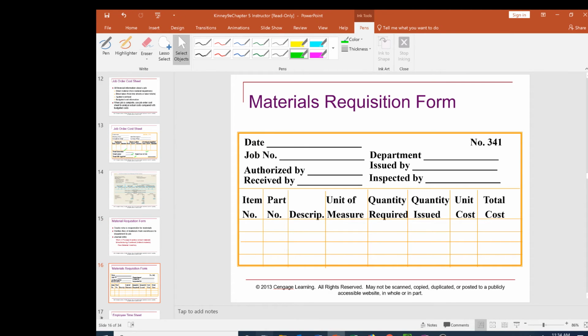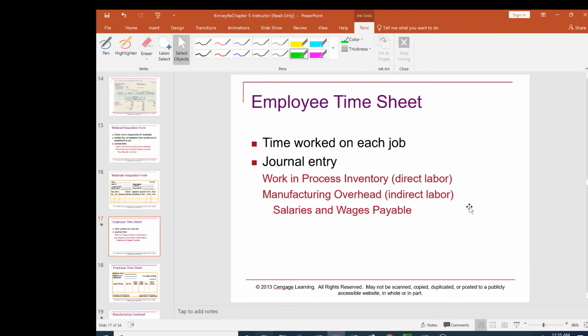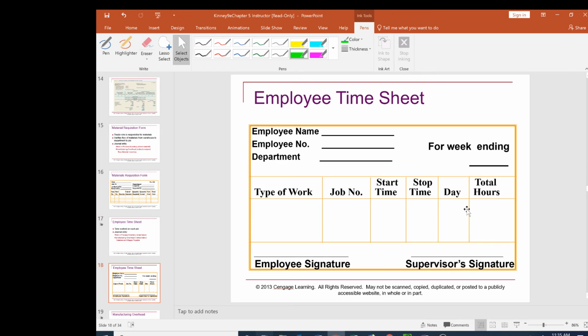Materials requisition form, that's when you debit work in process and credit materials. Timesheets. And you can see we're making a journal entry. We'll worry about those in a minute. Timesheets.